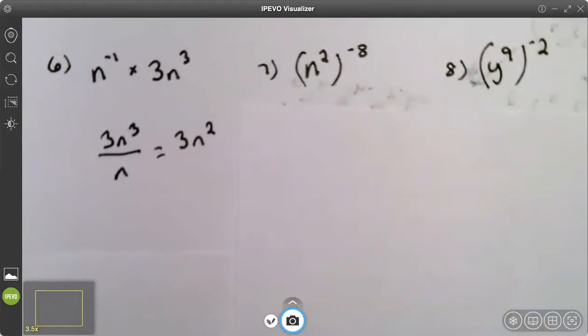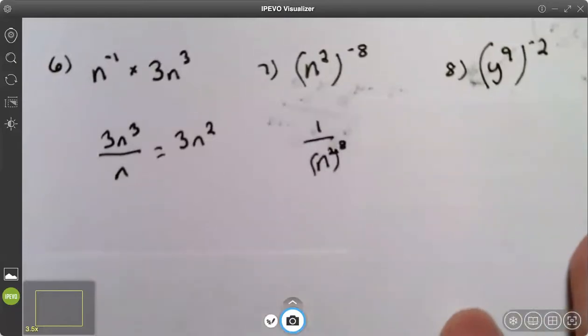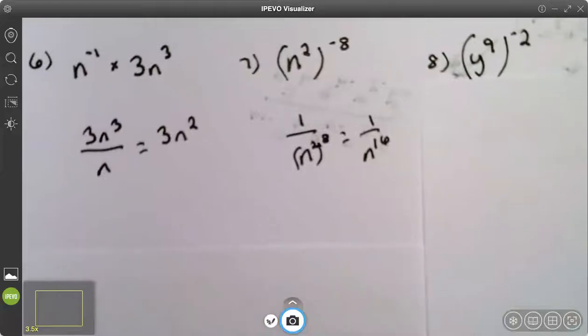On number seven, you could multiply. Negative 8 times 2, get negative 16, then move it down. Or you could move it down to start with to get positive 8, then multiply 8 times 2 and get 16. Either way, your answer is 1 over n to the 16th. Number eight.